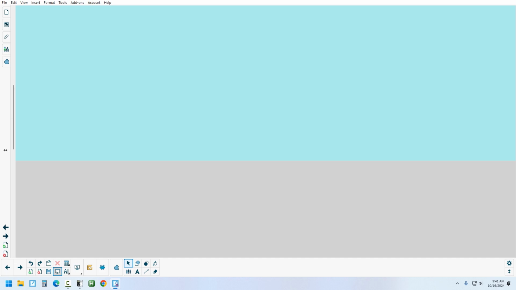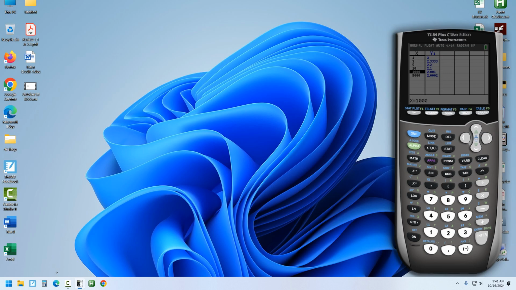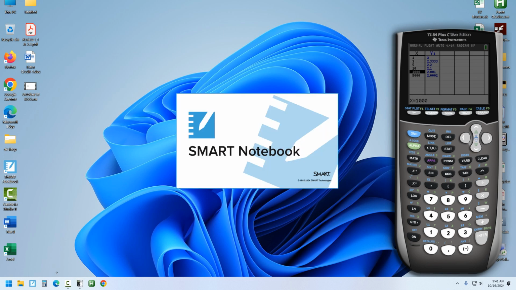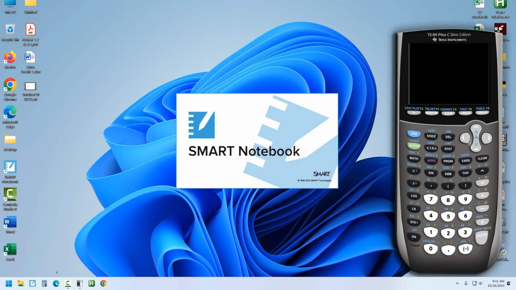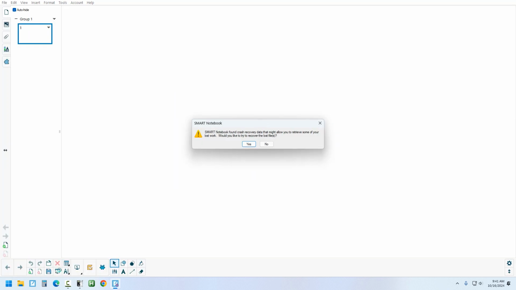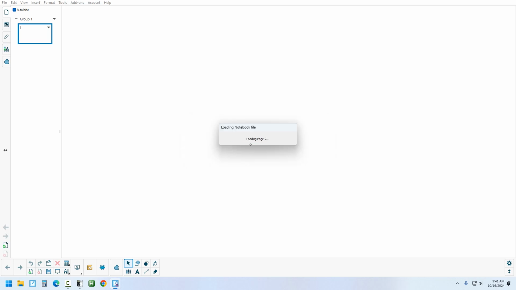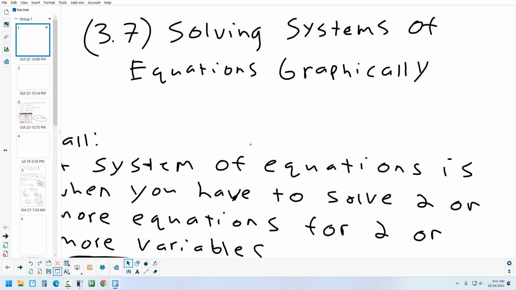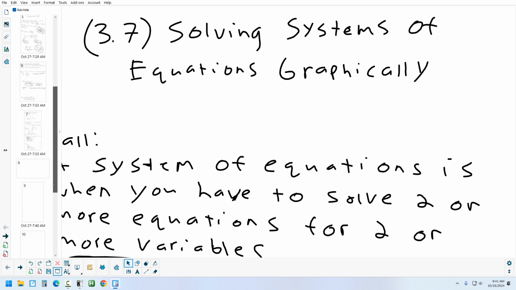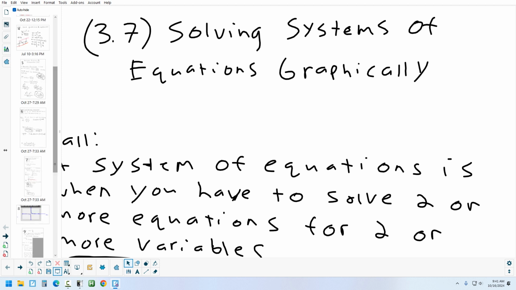Can everybody see through green and write it down? Okay. One second. The Smart Notebook thing, I think I pressed something and I caused it to freeze. Sure. Let's go back. Right here.